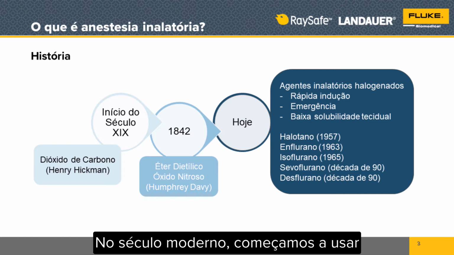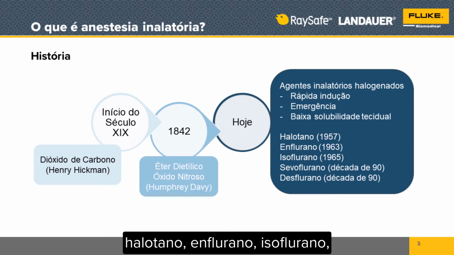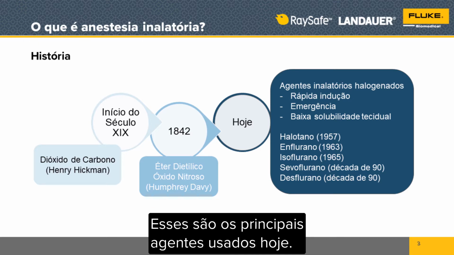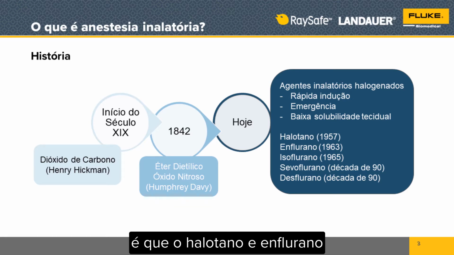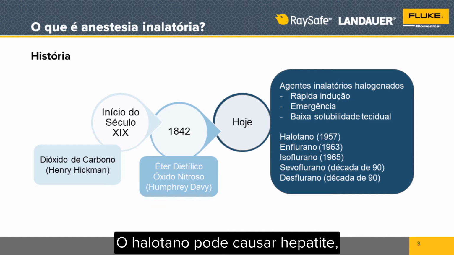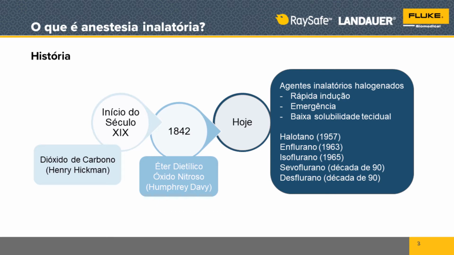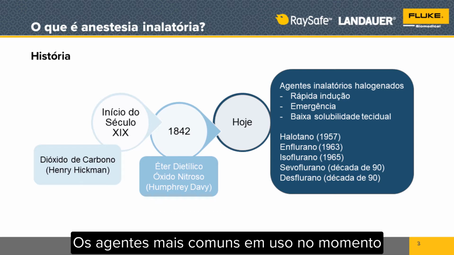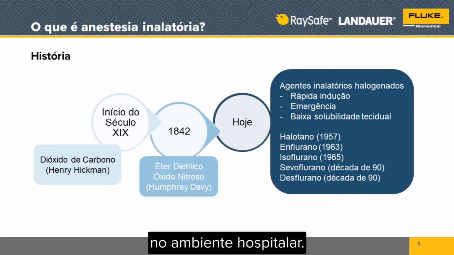In the modern century, we started using halothane, enflurane, isoflurane, sevoflurane, and desflurane. And these are the primary agents used today. So one thing to note is that halothane and enflurane have somewhat fallen out of favor. Halothane can cause halothane hepatitis, and enflurane can cause epileptic convulsions. So those have become less popular. The most common agents being used right now are isoflurane, sevoflurane, and desflurane. So those are the ones you're going to see in the hospital environment the most.